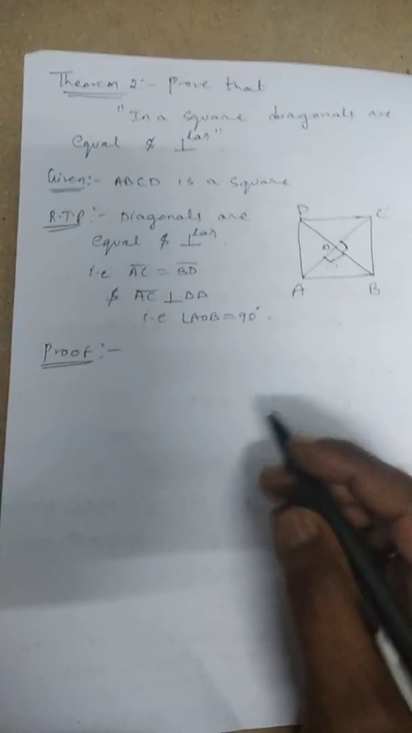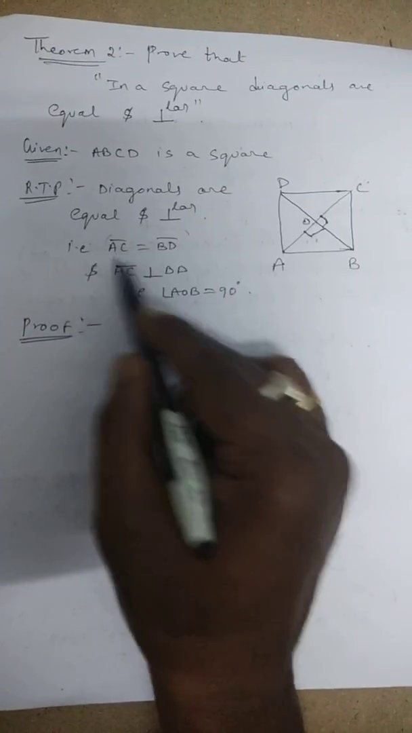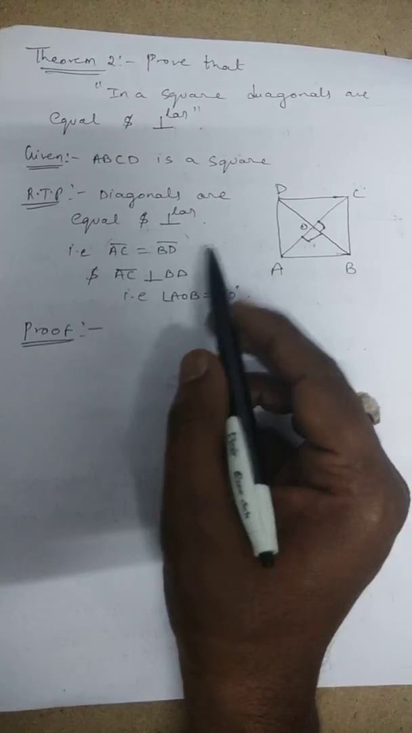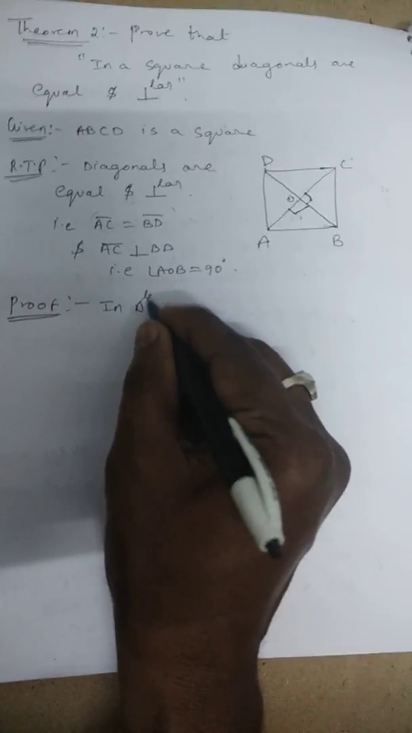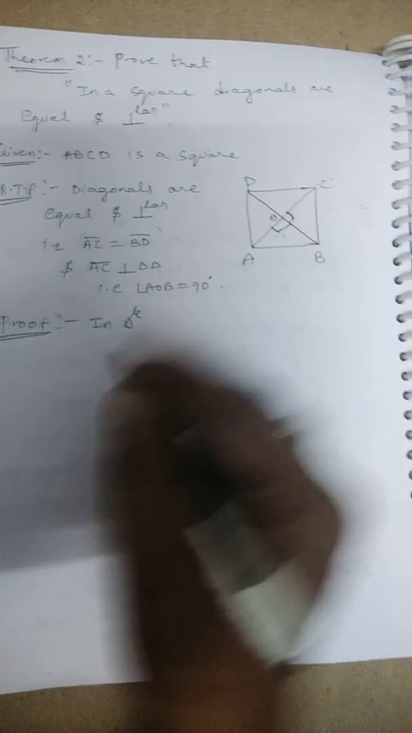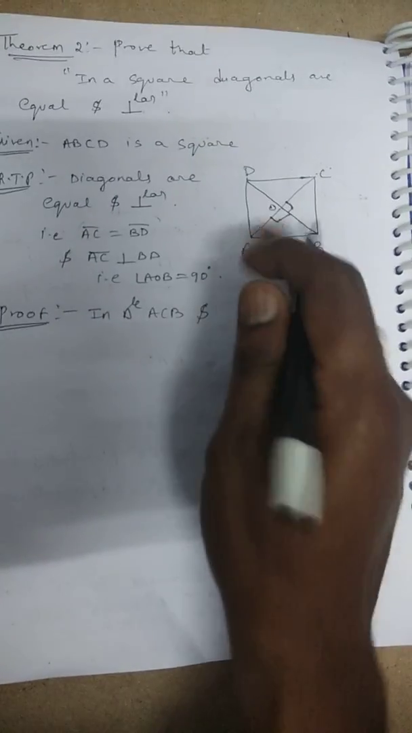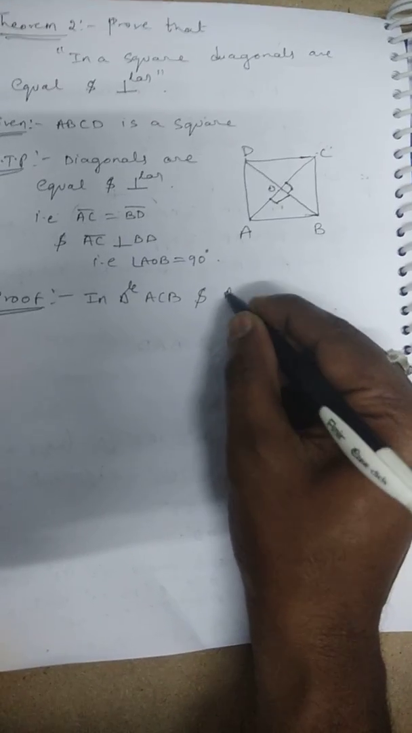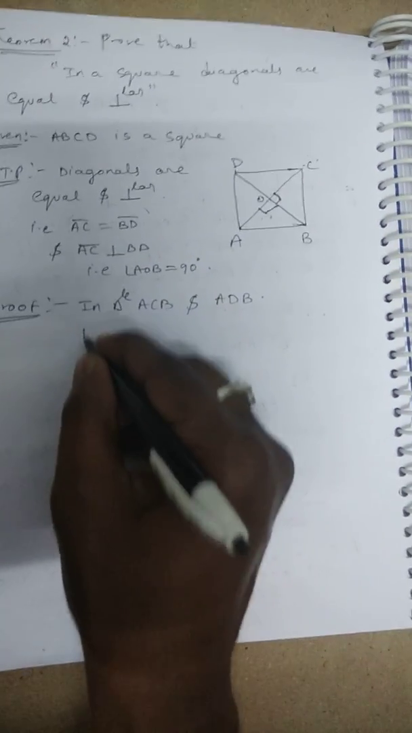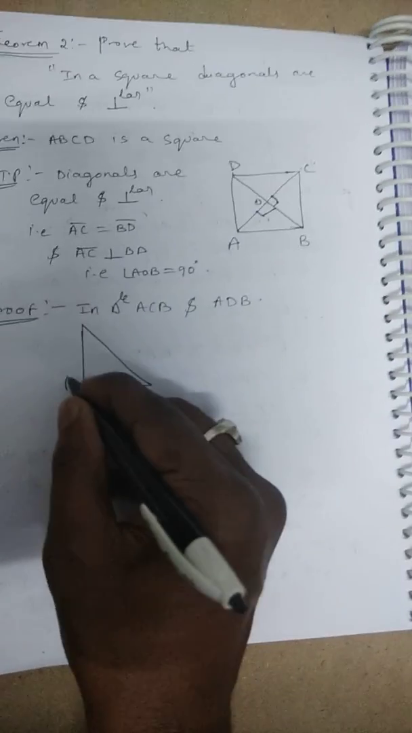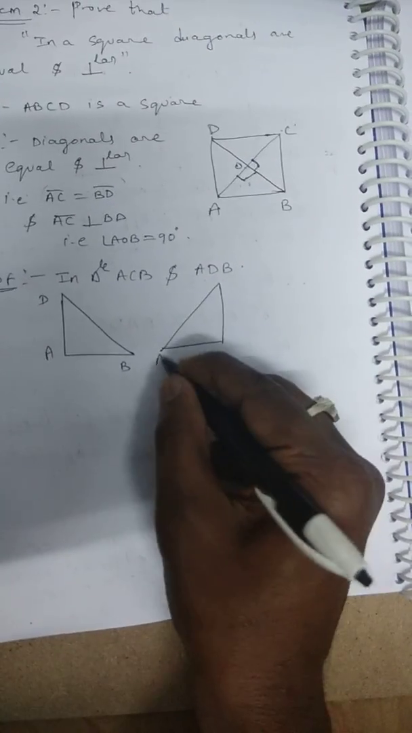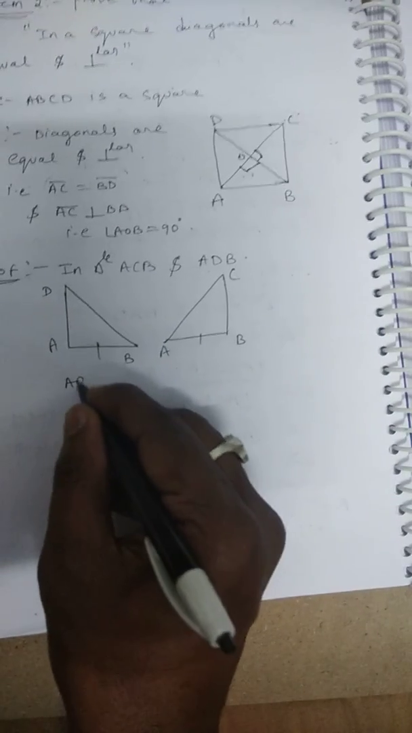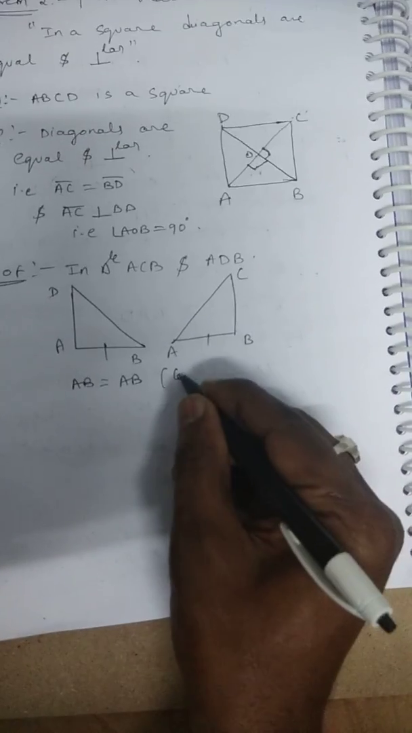To prove that the diagonals are equal, let us take the two triangles where the diagonals are. I will take triangle ADB and triangle ACB. Draw them separately if you want. These are the two triangles. In these, AB is the common side. AB is equal to AB.